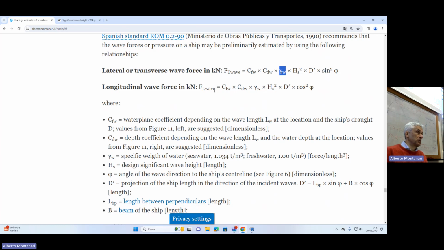Remember that the density of seawater is larger than the density of fresh water. The density of fresh water is 1,000 kilograms per cubic meter, as you remember. The density of seawater depends on salinity, but usually we take a value of 1024 kilograms per cubic meter. There is quite a significant difference, as you see. Okay, not that much, but it's 2.4%. It's not so negligible.